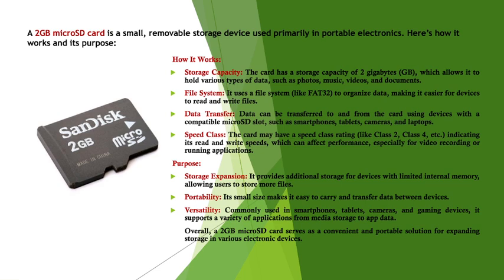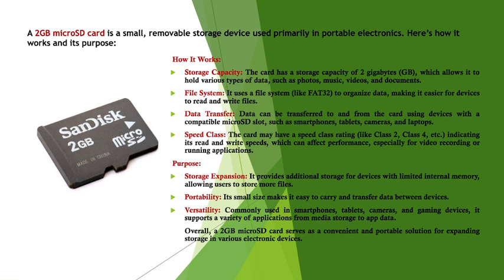File system. It uses a file system like FAT32 to organize data, making it easier for devices to read and write files. Data transfer. Data can be transferred to and from the card using devices with a compatible microSD slot, such as smartphones, tablets, cameras, and laptops.